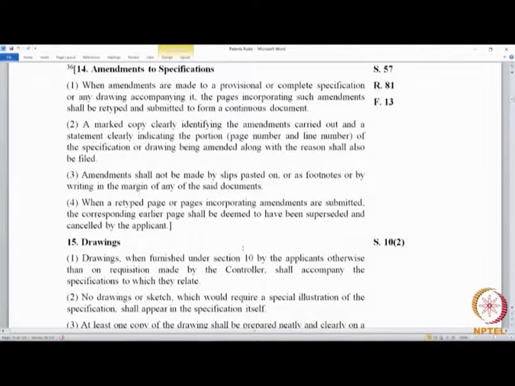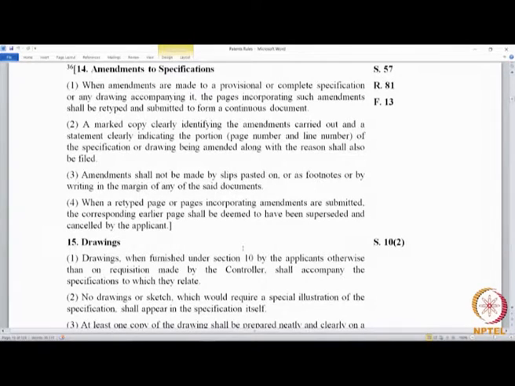So, the reason for the amendment is also required, and this is detailed in the procedure in section 57. You have to give the reason for the amendment. 14.3 Amendment shall not be made by slips pasted on or as footnotes or by writing in the margin of any of the said documents. So, the amendments have to be incorporated into the text.